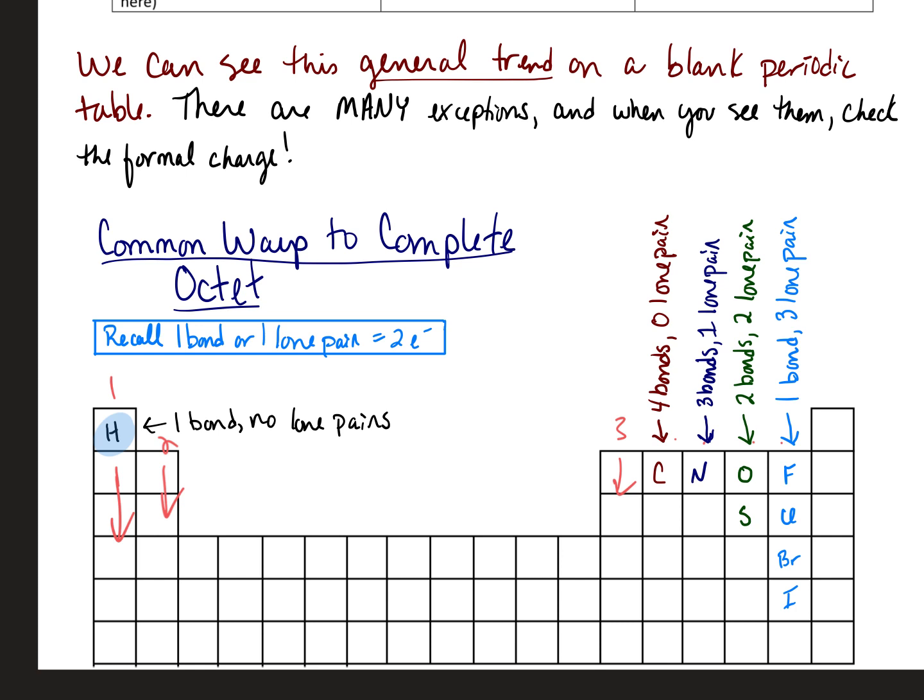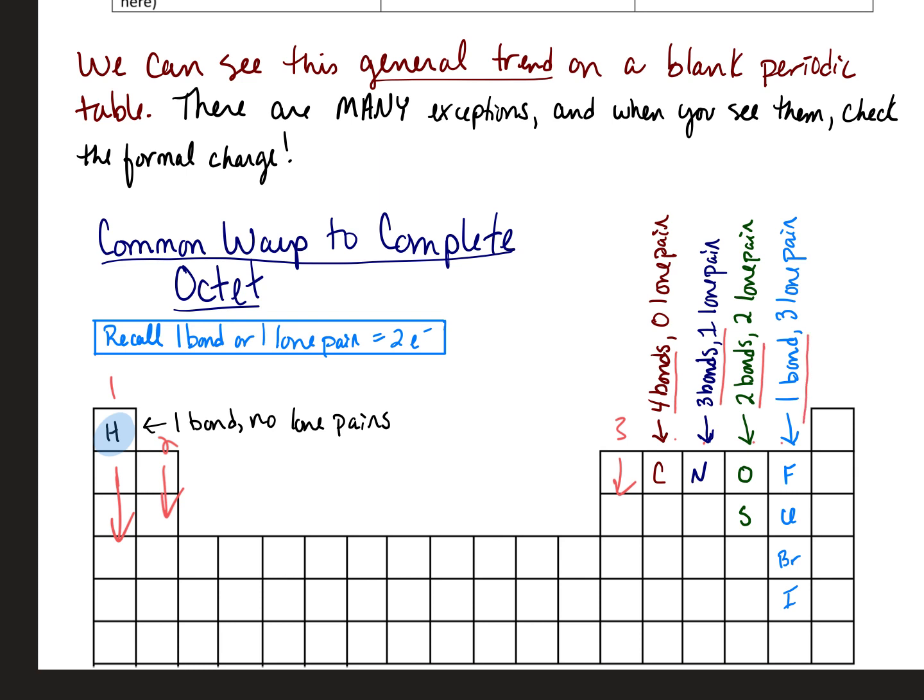But when we get to carbon, we've got 4 electrons. That means that we need 4 bonds to get 4 more electrons and fulfill carbon's octet. See how this just walks over? We now go to nitrogen. We have 3 bonds with 1 lone pair. Oxygen has 2 bonds with 2 lone pairs. And fluorine, or the halogens, have 1 bond with 3 lone pairs.